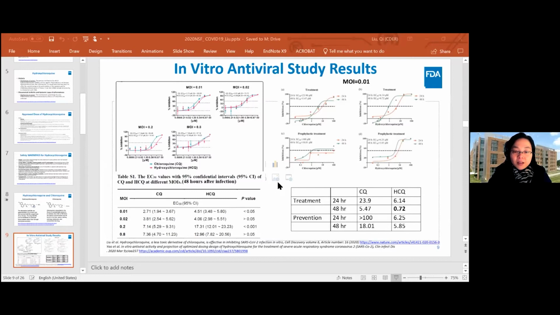The top panel shows the raw concentration response data, and the bottom panel shows the estimated EC50 under different conditions. The EC50 is the concentration of a drug that gives half of the maximum effect. It is commonly used as a measure for the drug's potency. Among all the EC50 estimates under the different conditions, the lowest value was 0.72 micromolar. We will use this lowest EC50 for all discussions because this represents the most promising scenario for hydroxychloroquine's in vitro antiviral activity.